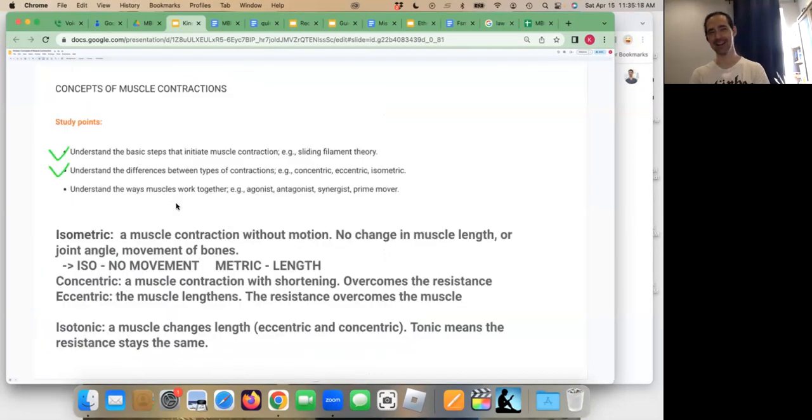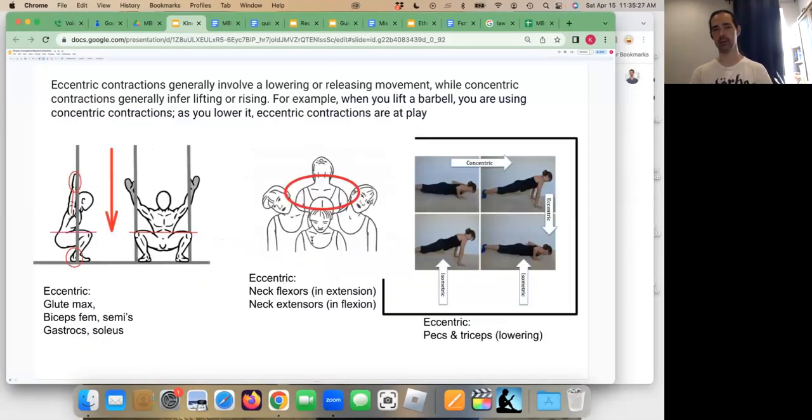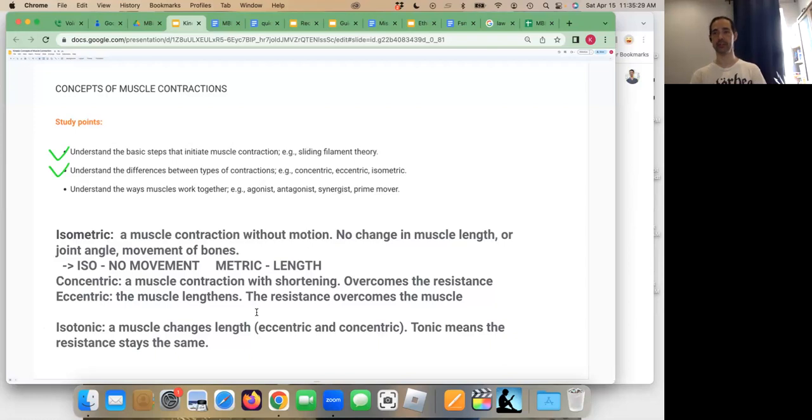All right. So now let's save agonist, antagonist, synergist. Let's save the kinesthetic portion or the movement portion for later. But we're going to do the lecture portion, the didactic portion now. So let's go over isometric, concentric, eccentric, and isotonic.